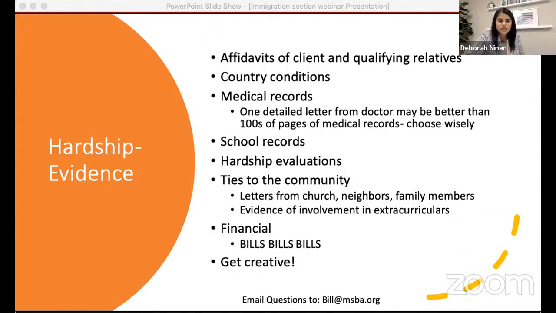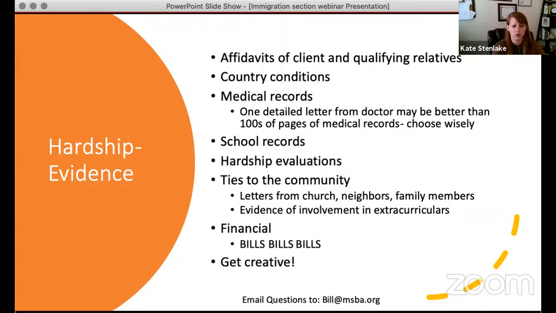Awesome. So just a follow-up question, in the financial area, did you say that the family bills would be a consideration for financial hardship? Yes. So you always will have to tie it into the qualifying relative, but family bills.